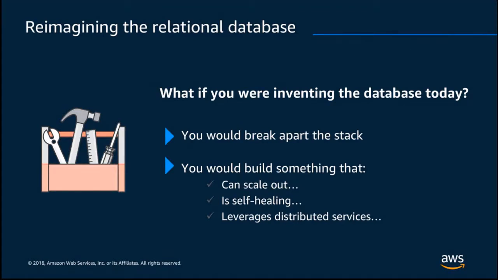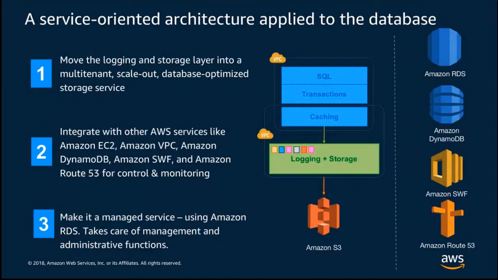Well, if we took that approach, we would break apart that stack. We would no longer keep it in that monolithic silo. And we'd build a service that could scale up and scale out, that was self-monitoring and self-managing and self-healing, and that took advantage of everything else in AWS. It wasn't built as a silo, as a separate thing off in the corner. And the result of all that thinking and all that work is what we now call Amazon Aurora.